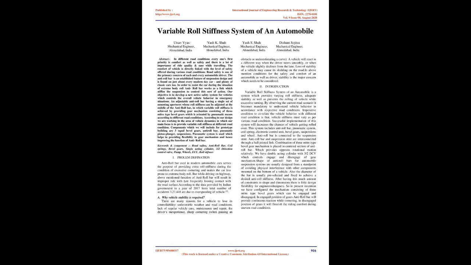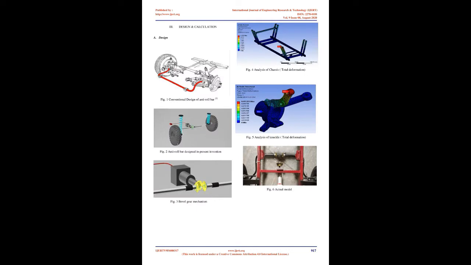According to our design, we are working in the area of vehicle dynamics, in which our main focus is to provide variable roll stiffness at different road conditions. Components which we will include for prototype building are 3 equal bevel gears, anti-roll bar, pneumatic piston plunger, and suspensions. A pneumatic system is used which helps in providing flexibility to the gear mechanism and hence improving the function of the anti-roll bar.